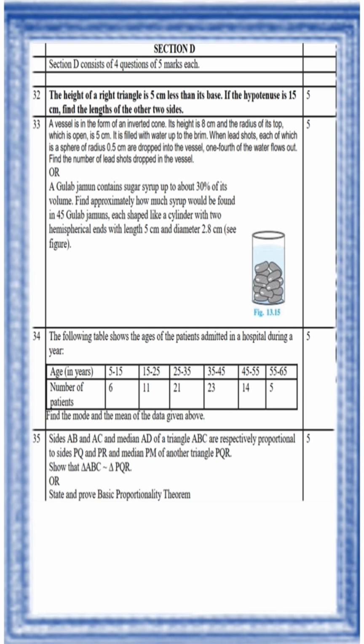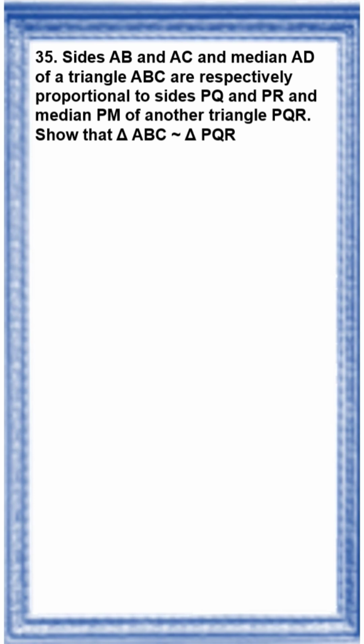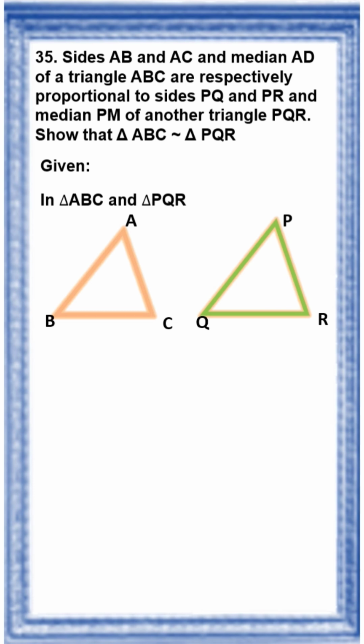Now let us solve the 35th question, this one. The question is: sides AB and AC and median AD of a triangle ABC are respectively proportional to sides PQ and PR and median PM of another triangle PQR. Show that triangle ABC is similar to triangle PQR. What have we been given here? Two triangles ABC and PQR. In triangle ABC and triangle PQR, we have been given that AB by PQ is equal to AC by PR is equal to AD by PM.